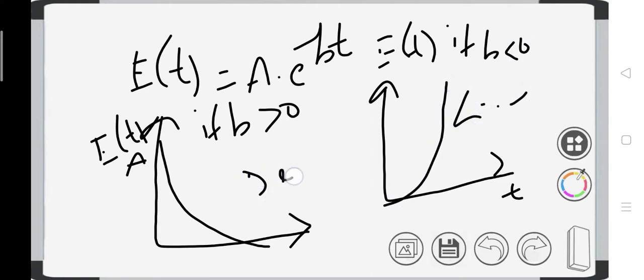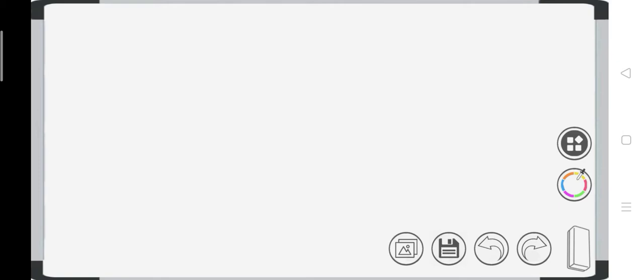This is a decaying signal. These are the two signals, exponential functions, we are having. These are the three functions: unit step function, impulse function, and exponential function. These are the three important functions. And also in systems we have another two systems.